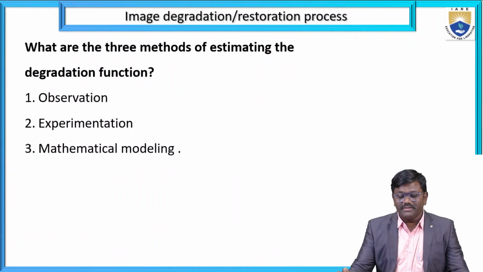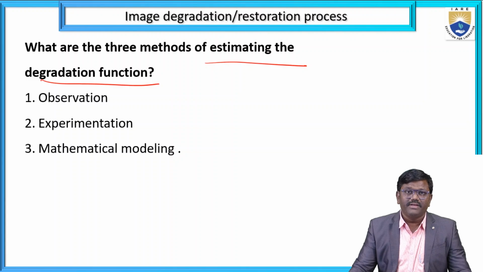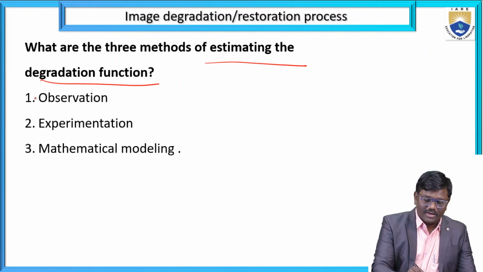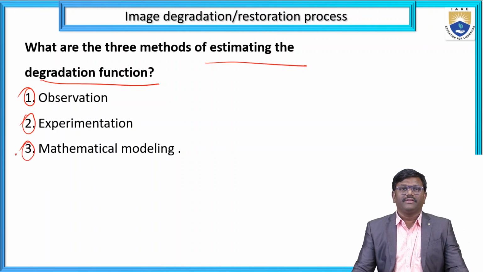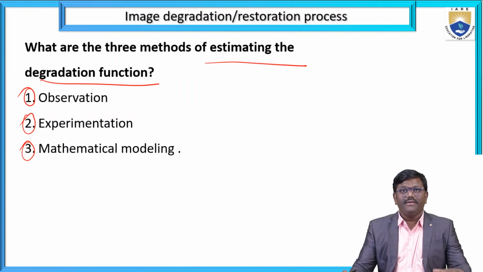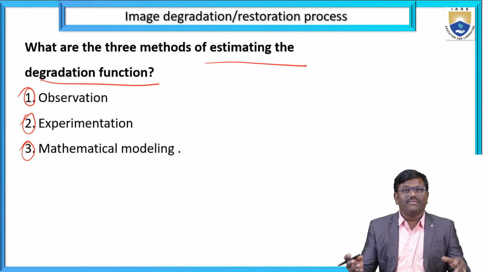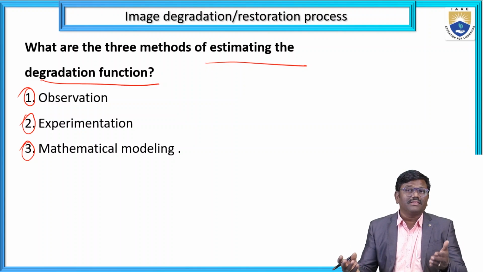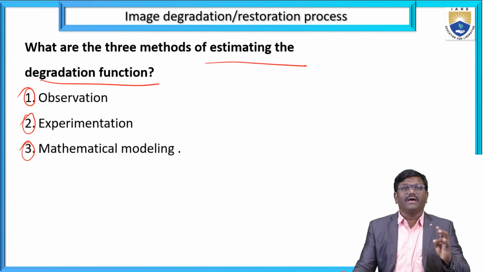So what are the three methods of estimating the degradation function? Number one, observation. Number two, experimentation. Number three, mathematical modeling. With the help of these three, we prepare a model called the estimating degradation function mathematical model. What are the three methods of estimating the degradation function? Number one, observation, number two, experimentation, number three, mathematical model.